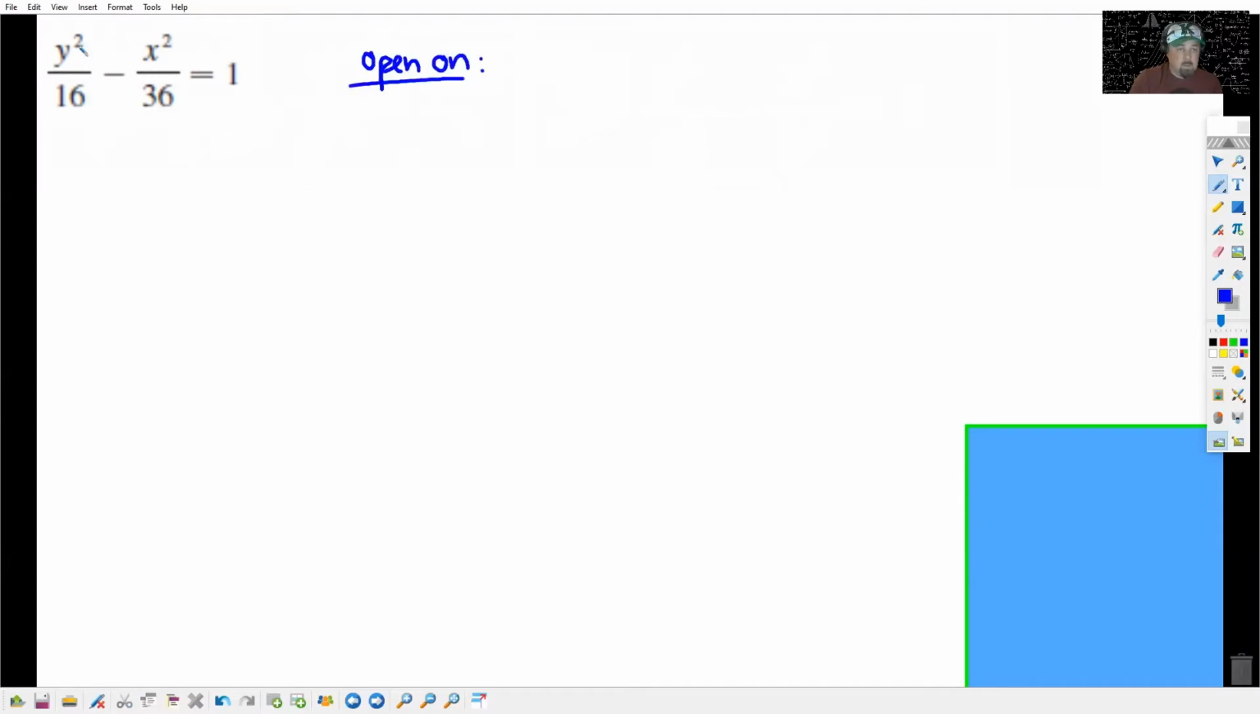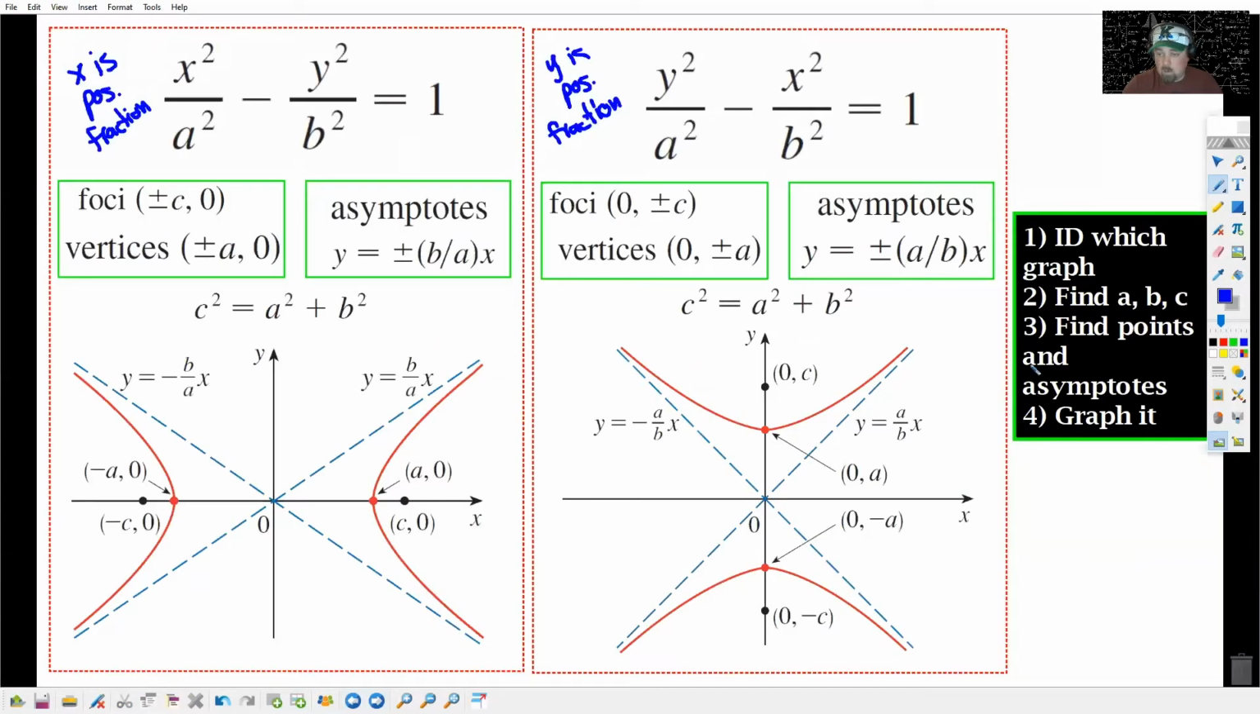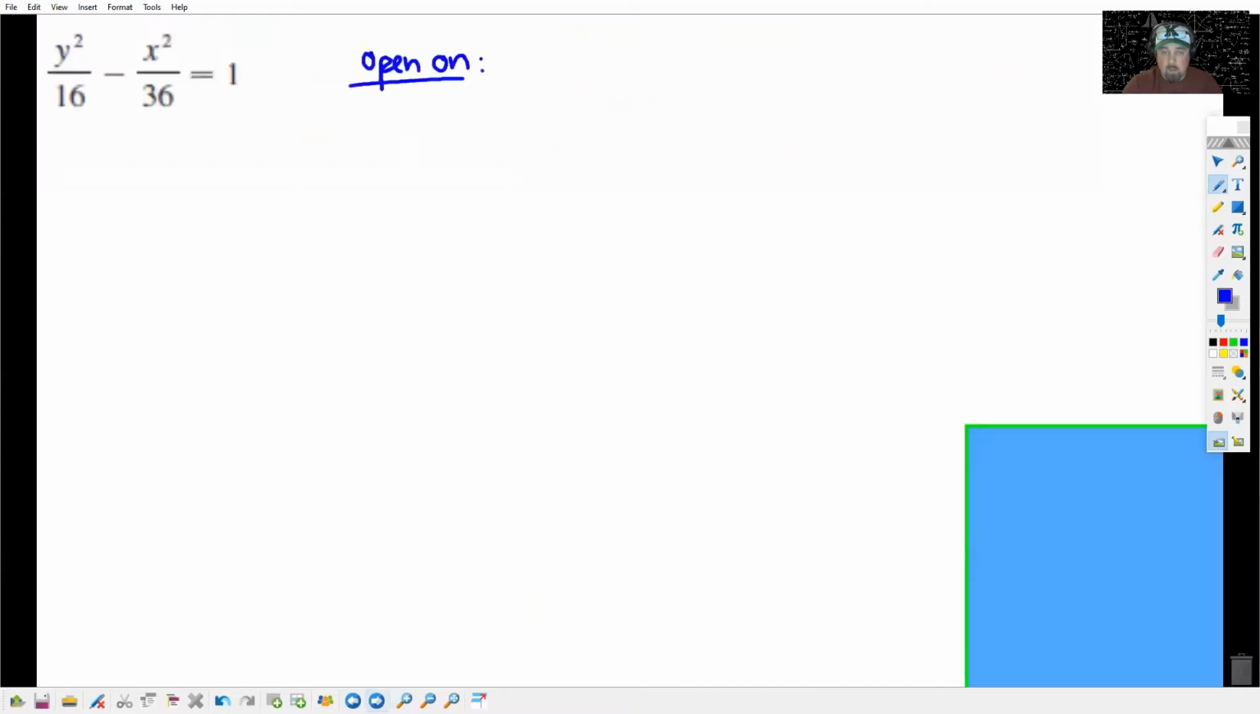Well, the y squared fraction is positive. If we look back, the y squared fraction being positive means that our graph is going to open up on the y. I think it's important to label this first before you get started, because we're going to find these values the same way whether it opens on the x or the y. It's just going to tell us whether those numbers should be x values or y values. So this opens on the y-axis. What we know is that in general this looks like this.